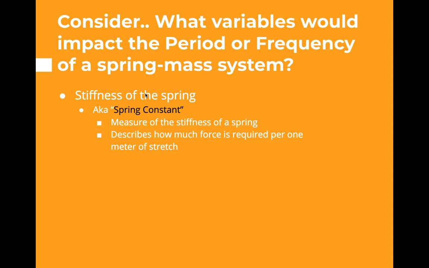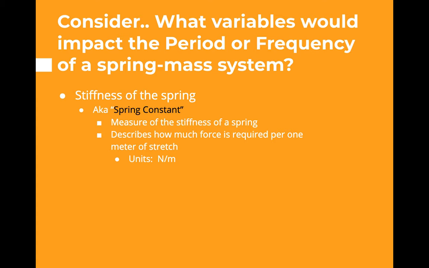So force we know is measured in newtons. Stretch or displacement is measured in meters. So the units for spring constant are newtons per meter. It describes how difficult it is to stretch a spring, how much force per meter of stretch is required to stretch or displace a spring. And that will affect how quickly a spring mass system oscillates.